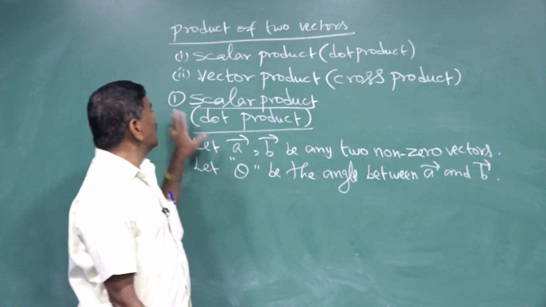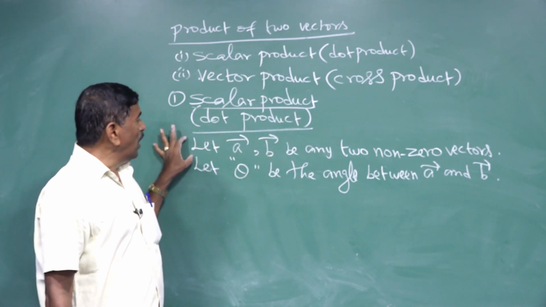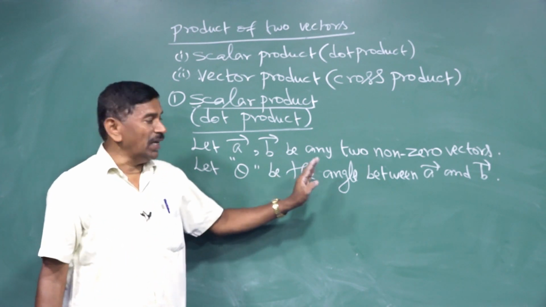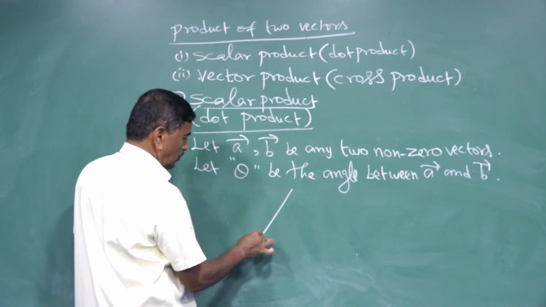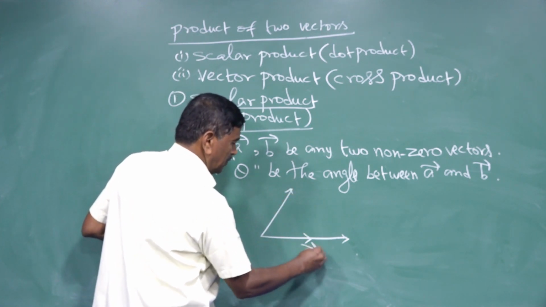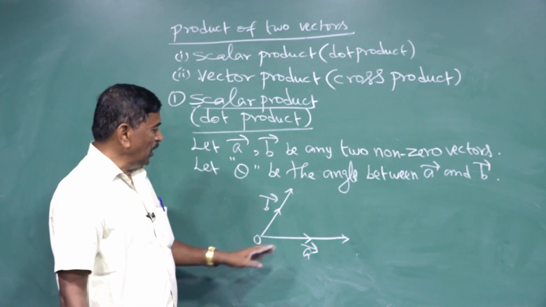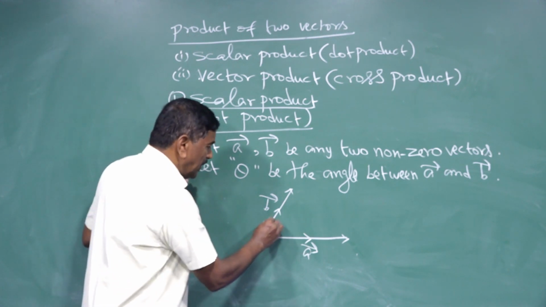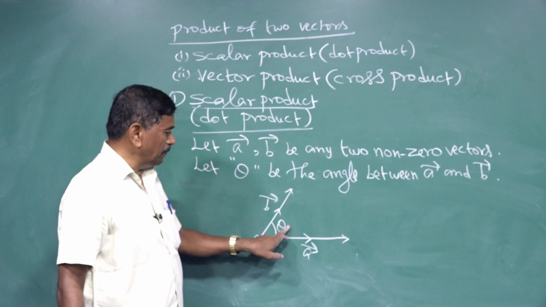Listen again. We are going to see the definition of scalar product, that is the definition of dot product. Let A vector and B vector be any two non-zero vectors. Let theta be the angle between A vector and B vector. Now let us draw the diagram for this. Which is A vector, and it is B vector. Let O be the origin.